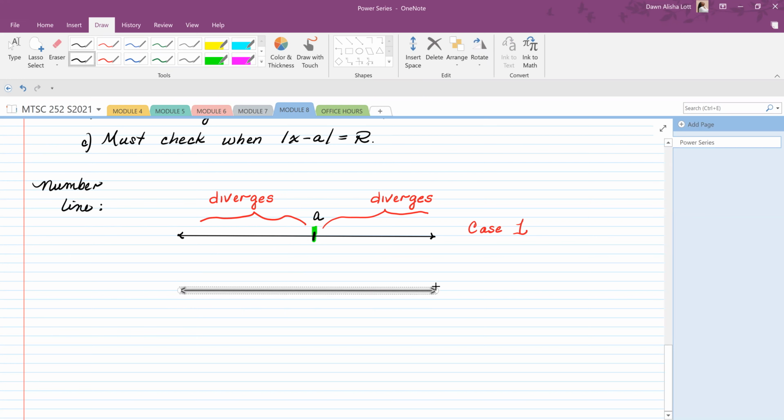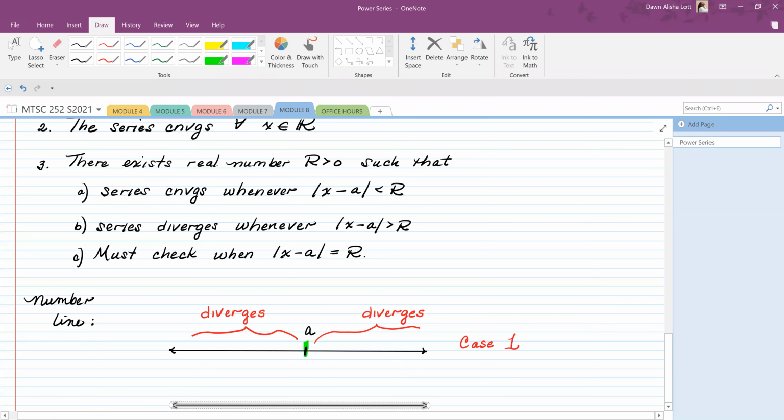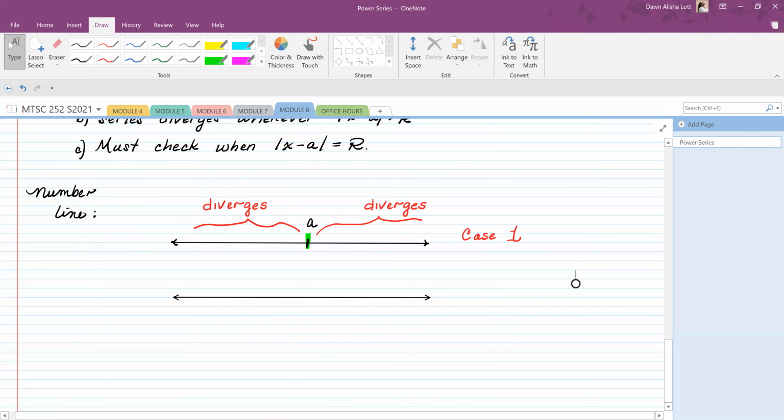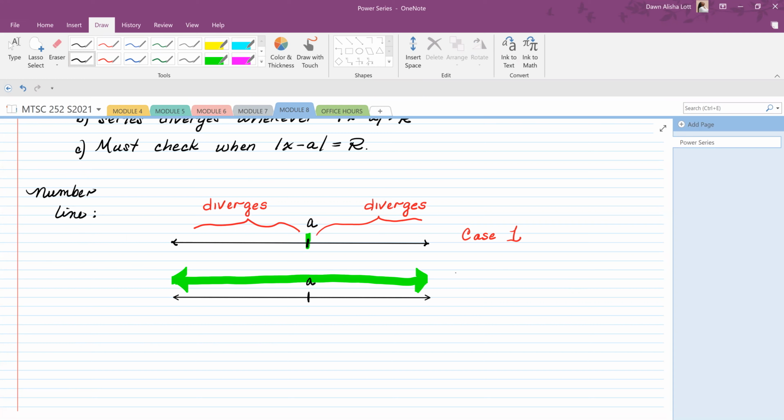In case two, it converges everywhere. So in case two, the series converges for all x. Here's a. So this is case two.